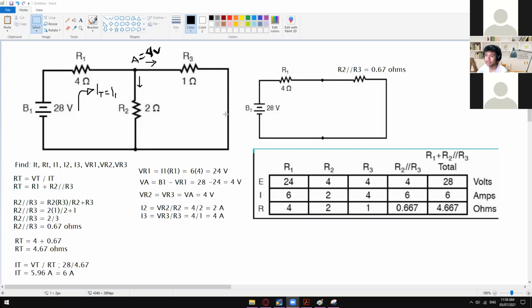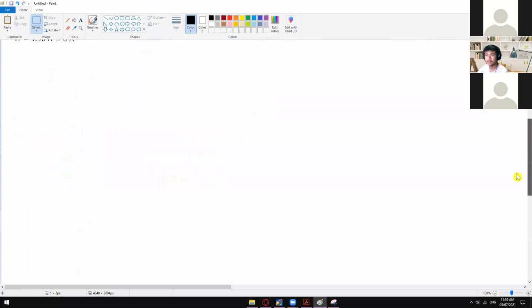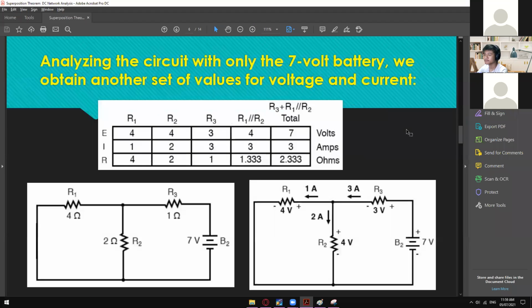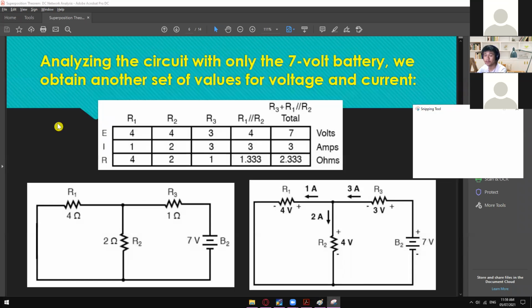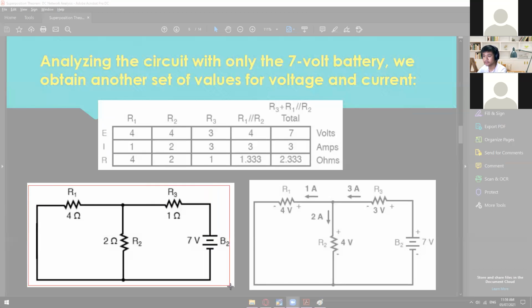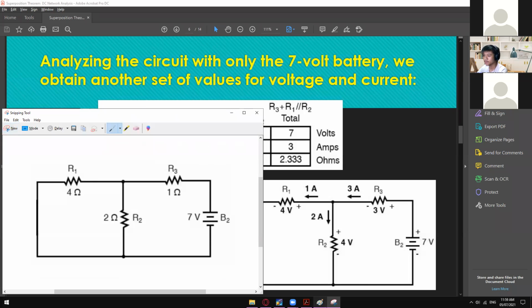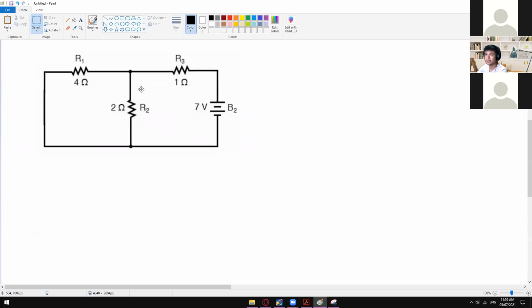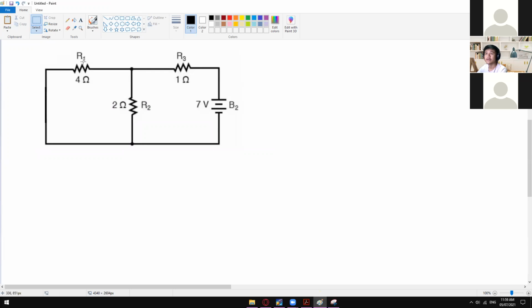So we still have the second set, which is the 7 volts on the right side. Let's move on right here. And here are now the computed values for the second set. As usual, we're going to have our own solution for this one, and then we'll compare our answer later on. In here, the same unknowns.